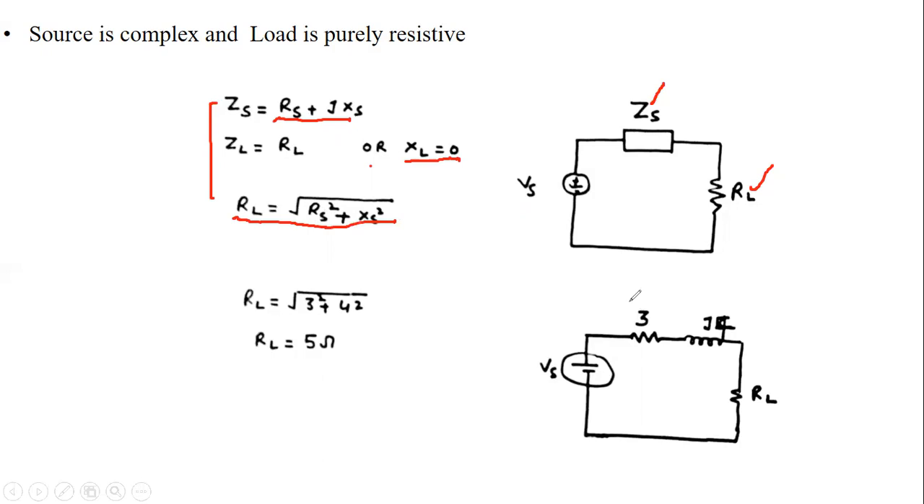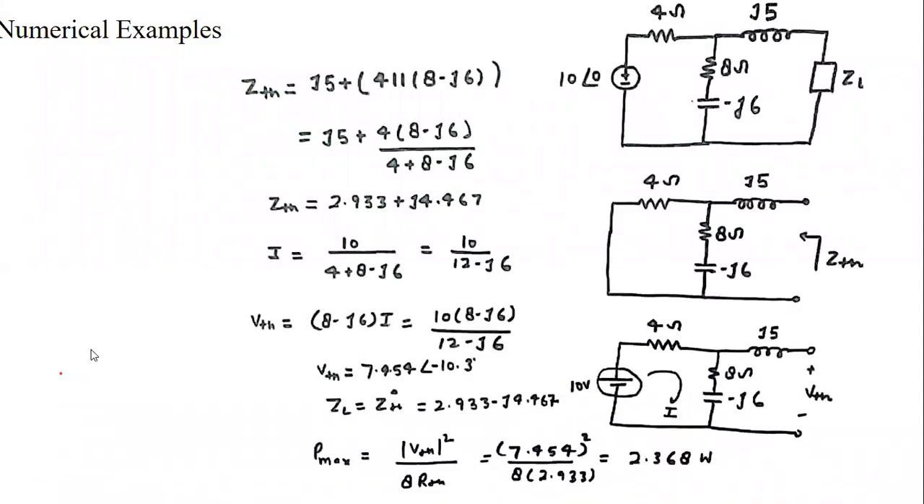Here we have shown an example. Suppose the source impedance is 3 plus j4, a combination of RS plus jXS, and this is showing the load. So the value of load resistance should be equal to the root of 3 square plus 4 square, so the value of RL should be equal to 5. Okay, so that is the third case. Now one numerical example we are going to discuss here.